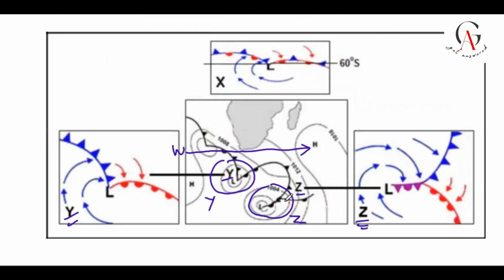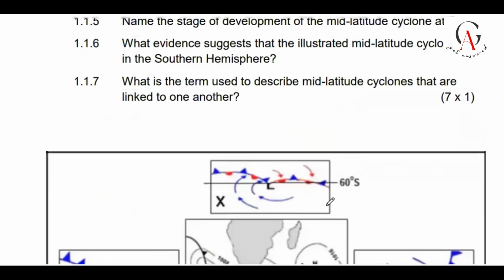Sorry, which makes it to be the oldest. So, always the one which reaches the east first, it is the oldest mid-latitude cyclone. That is why for this case we are going to say that Z is the oldest because it is already in the eastern direction. All right.